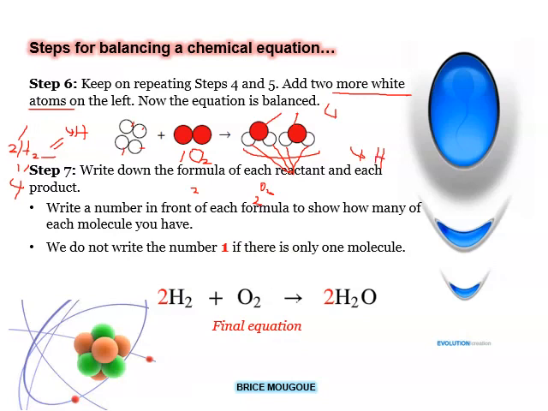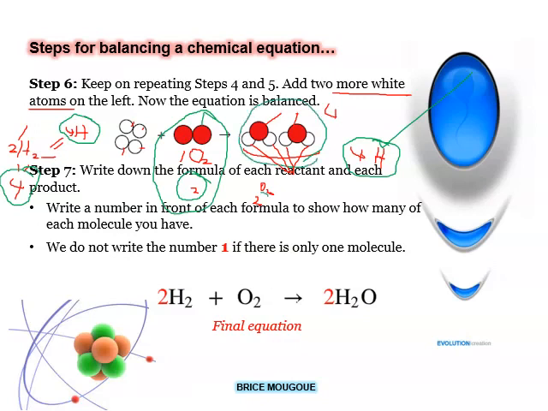So in total, what do we have? Hydrogen on the left side is 4. Hydrogen on the right side is 4. So my hydrogen, I can tick it. It's balanced. Oxygen on the left side is 2. Oxygen on the right side is also 2. So my oxygen is balanced. I can now also tick it.